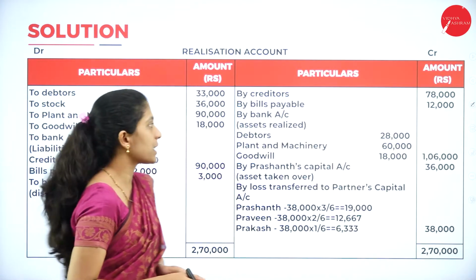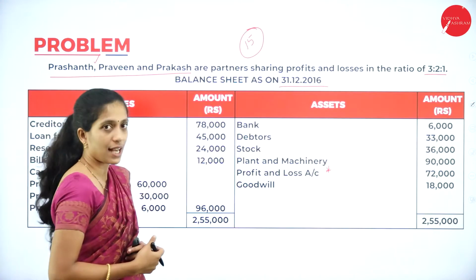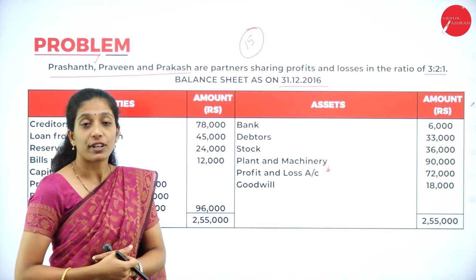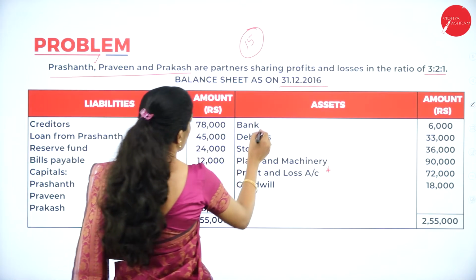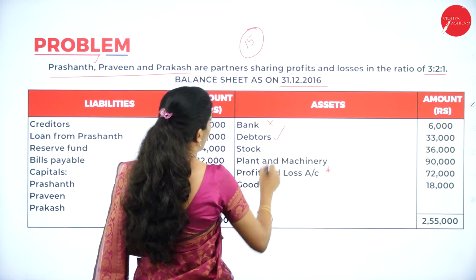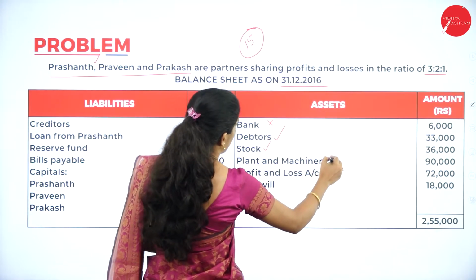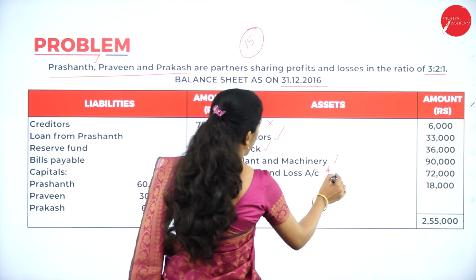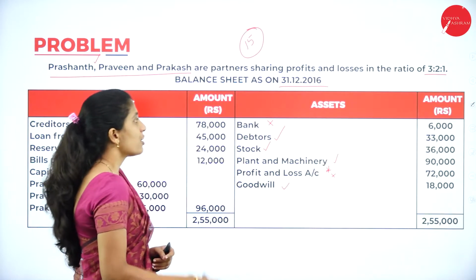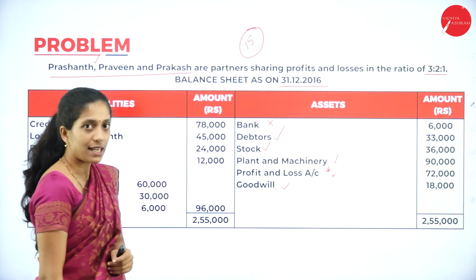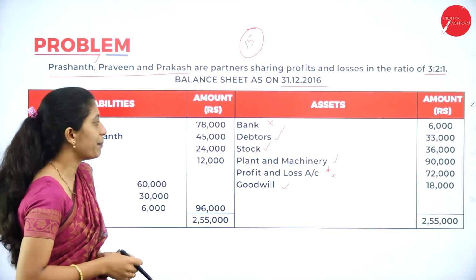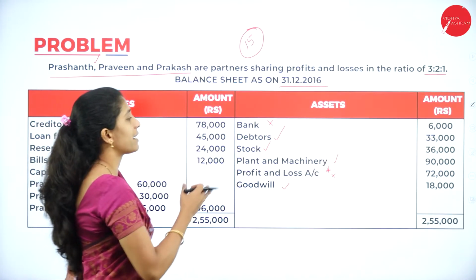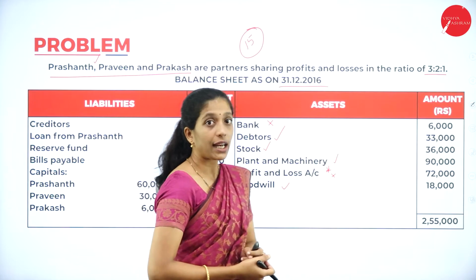Now go through the balance sheet. So here we are having certain assets. You have to take all the assets except cash or bank and profit and loss account. Now here there is bank, so we shouldn't take. Next we have debtors, we have to take stock, we have to take plant and machinery. Profit and loss account they have given, so we are not going to take here. Next they have given goodwill. So take all these four assets at their value what they have given in the balance sheet. That is debtors 33,000, stock 36,000, plant and machinery 90,000, goodwill 18,000.